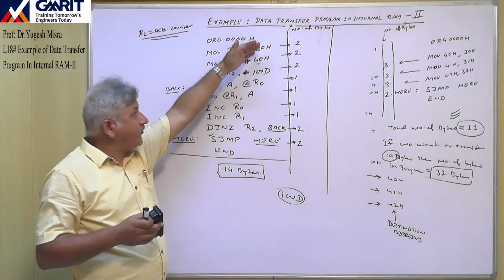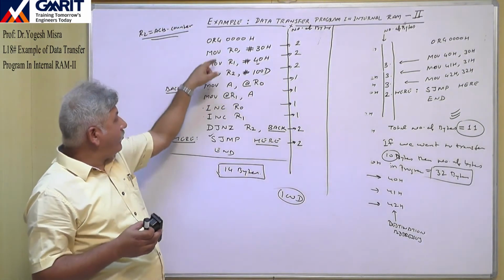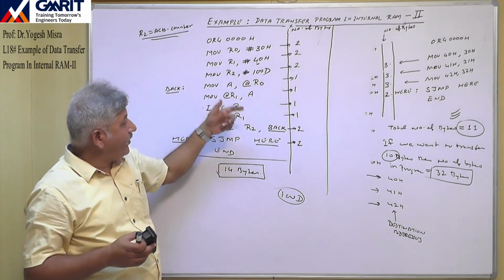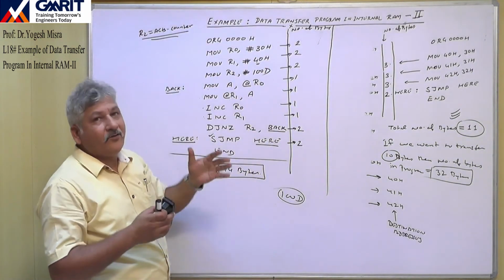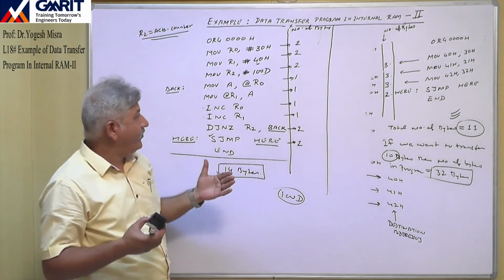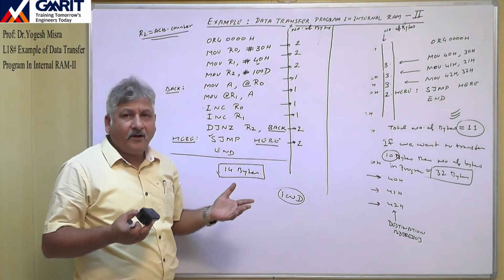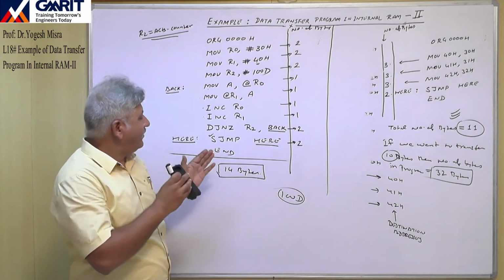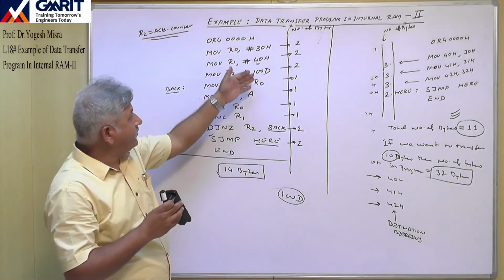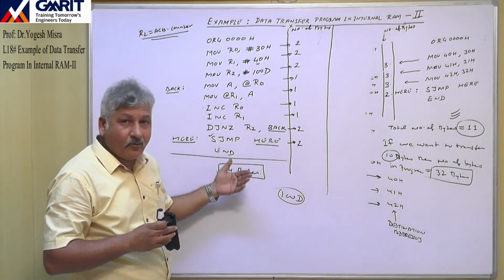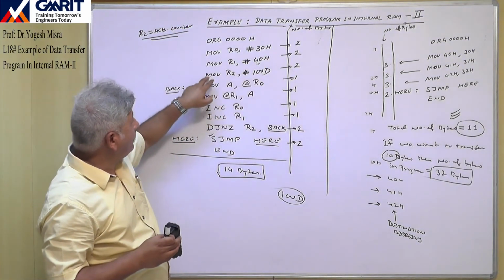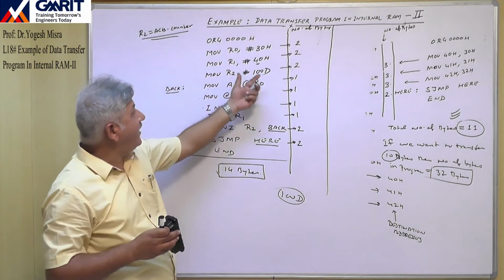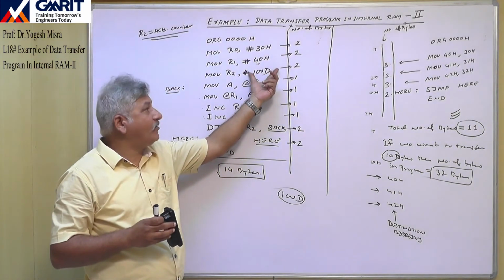So if you want to transfer 100 bytes, the number of bytes in the program will remain the same. It is 14 bytes. So this we can say is a universal program which is used to transfer any number of bytes. You can change the number of bytes transferred, but there is no change in the number of bytes in the program. You only have to change the counter in your program code at this point.